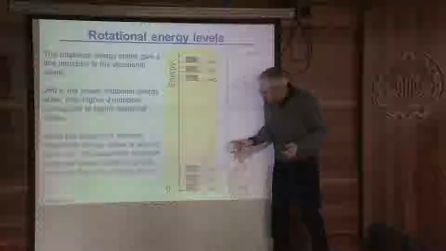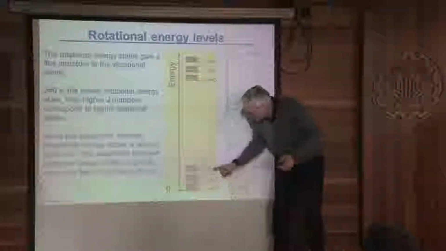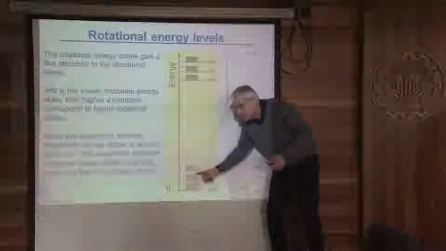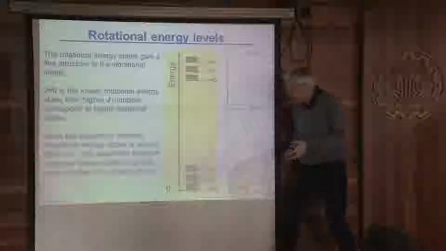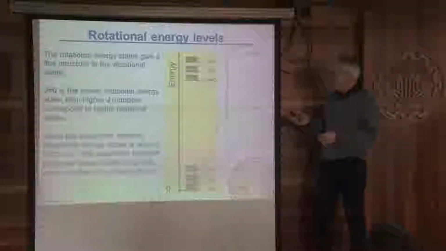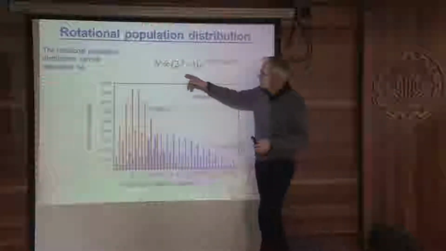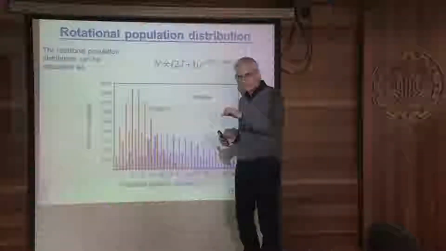So we started out with one electronic state. Then we divided into vibrational states, and now we also have a substructure of rotational states. So for each vibrational state you have a substructure, and also there you want to know how many of the molecules are in the different rotational states.